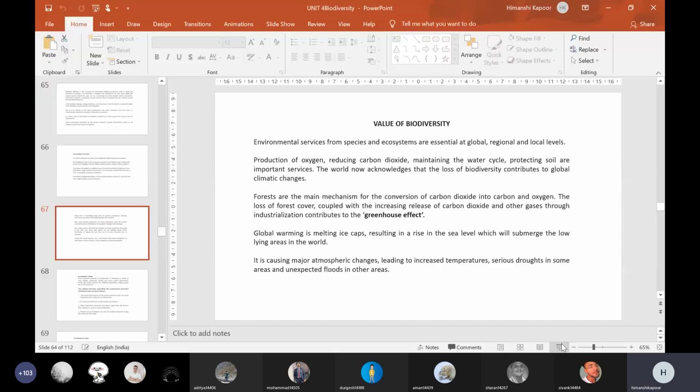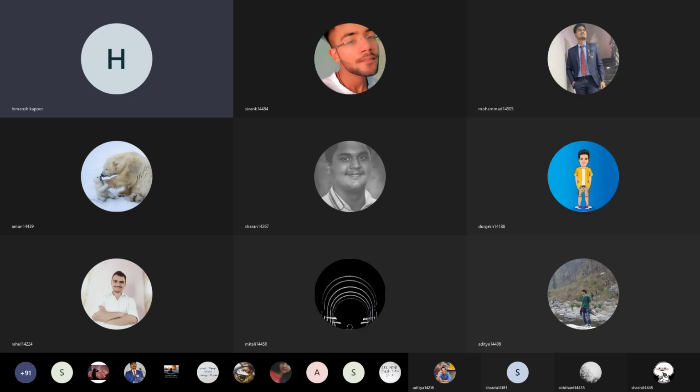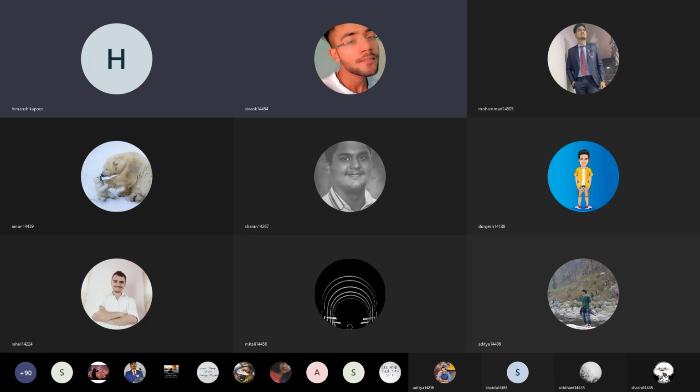और हम कैसे increase कर सकते हैं consumptive value? Can you think of some examples? Like how can you increase the consumptive value? उनका direct consumption हो जाए biodiversity का. What can we do for it? Ma'am, maybe researching on the wild plants to use them as crops. You are close. Very good answer, Shivank.